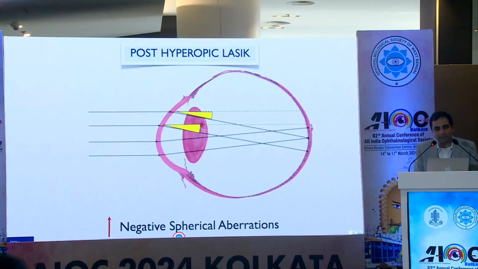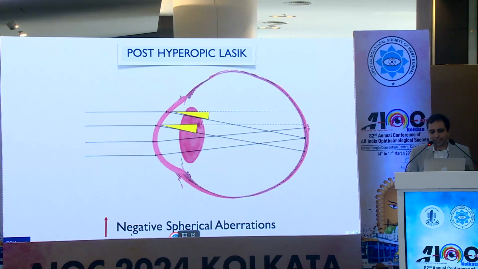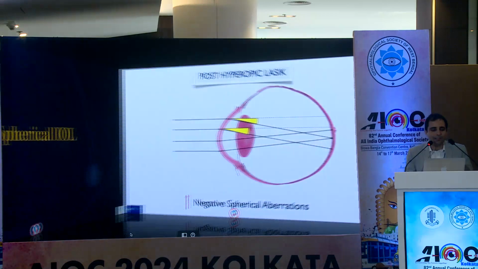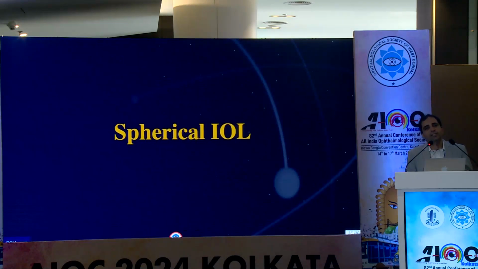Compare that to a hyperopic refractive surgery being done. In hyperopic refractive surgery, we are steepening the center, which means the periphery becomes relatively flatter to the center, which means there's an increase in the negative spherical aberrations. That would typically mean that if a patient has undergone hyperopic LASIK, you should tend to choose a spherical IOL over an aspheric IOL.